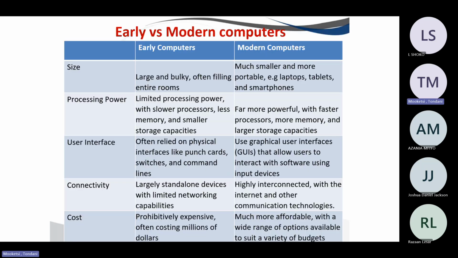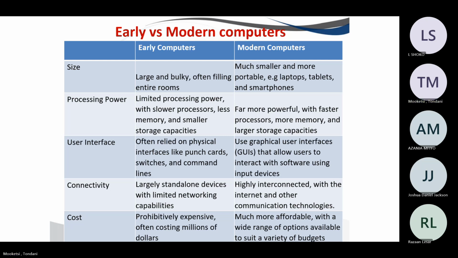So just a quick summary about the early computers and modern computers. This is just a summary that will help you to understand. So if you look on the slide, I have got on the left-hand side a characteristic that differentiates early computers and modern computers. So the first one is size.